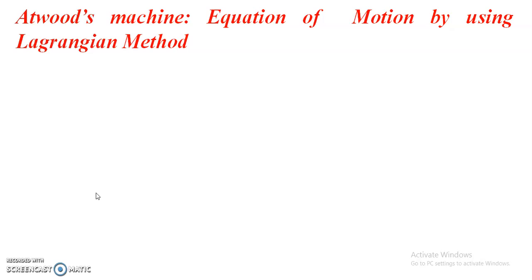In this video we are going to find the equation of motion of Atwood's machine using the Lagrangian method. Atwood's machine is nothing but a system of two masses connected by an inextensible string passing over a small smooth pulley. So here we are going to find the equation of motion of Atwood's machine. It is an example of a conservative system with holonomic constraint.